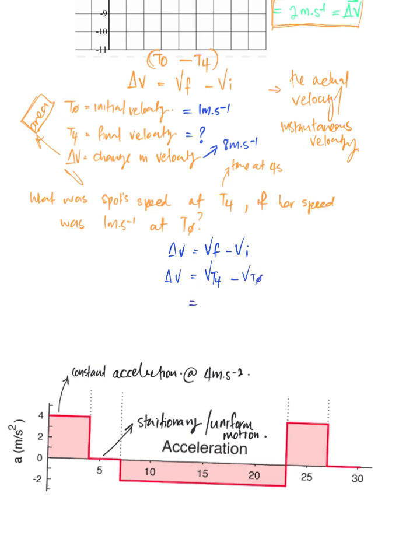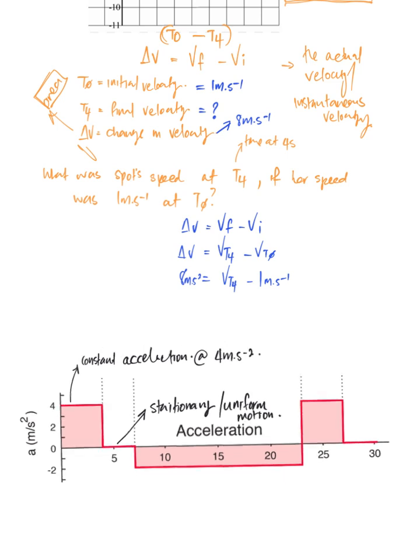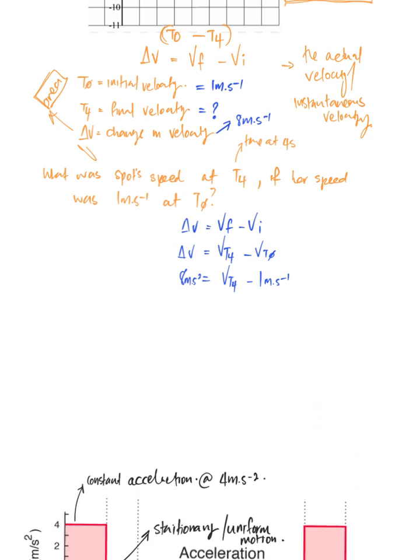So this change in velocity is 8. The V of T4, I don't know, so I'm going to leave it as V of T4. It's a variable. Minus V of T0, which was 1 meter per second. This is meters per second squared. Sorry, I keep having to move this up and down. Just get it out of the way. Alright, so if I say V of T4 is equal to 8 plus 1, it's going to equal 9 meters per second.